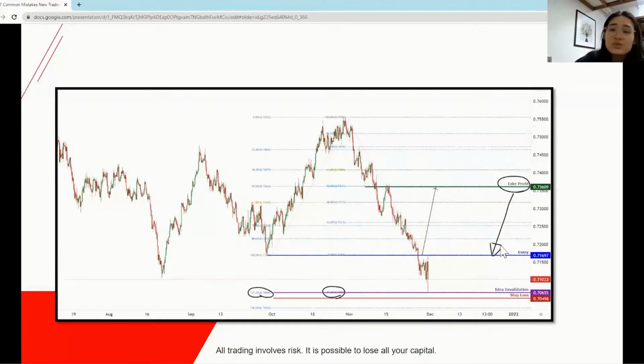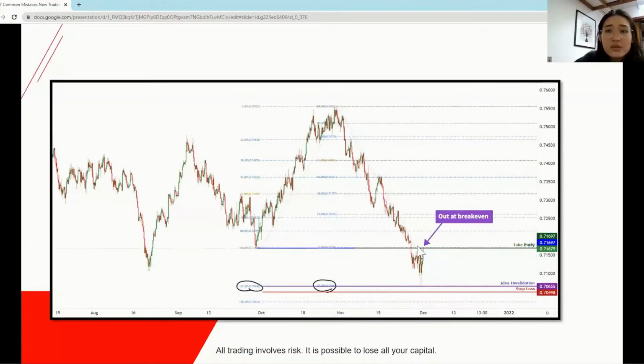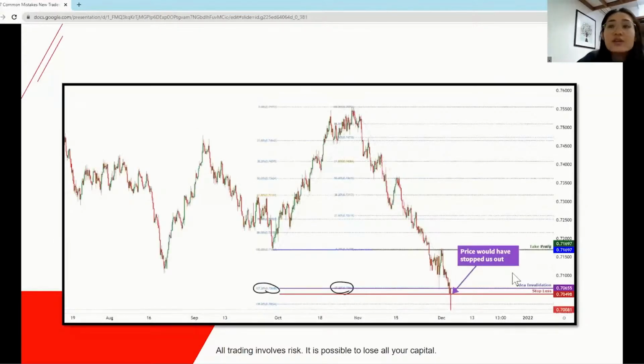So what do we do? We move our take profit towards our entry. And then we see that we actually make break even over here. So we get out at break even. If we didn't change our take profit to our entry, we would have gotten stopped out because price would have continued to go down towards our stop loss.